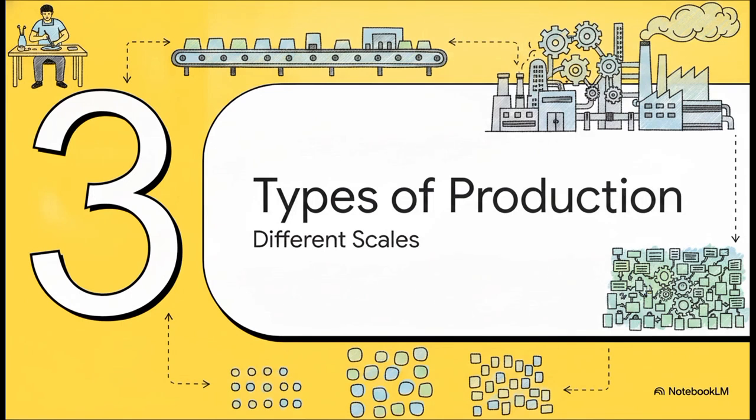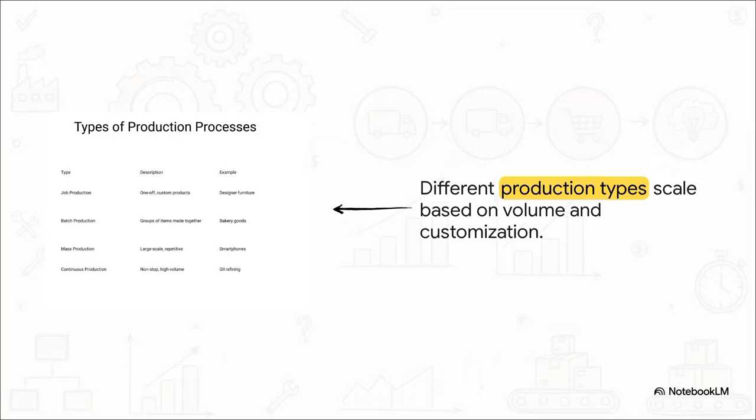All right, now that we know the basic steps, let's look at Section 3, types of production, where we scale things up. This brilliant matrix categorizes production into 4 totally distinct types based on volume and customization. Up at the top, you have job production. These are one-off, highly custom items, like bespoke designer furniture. Next is batch production, like our bakery making groups of identical muffins together. Then we hit mass production, the large-scale, highly repetitive manufacturing of stuff like smartphones. And finally, at the absolute extreme, you've got continuous production, the non-stop, 24/7, ultra-high-volume output you'd see in an oil refinery where the process literally cannot stop.